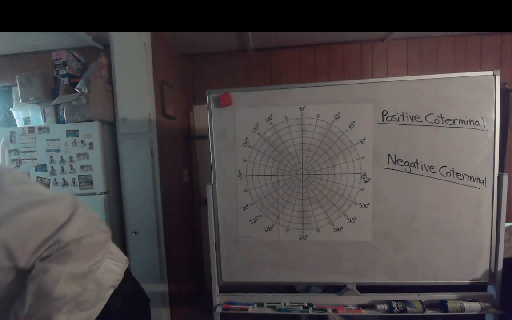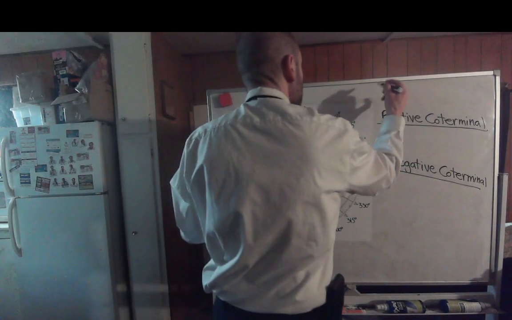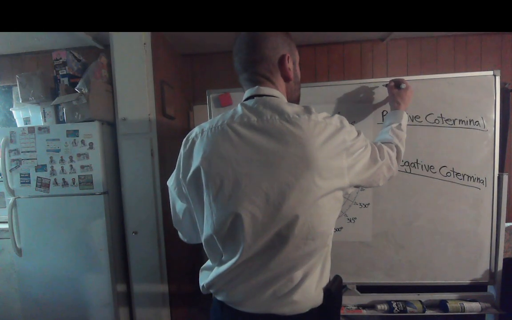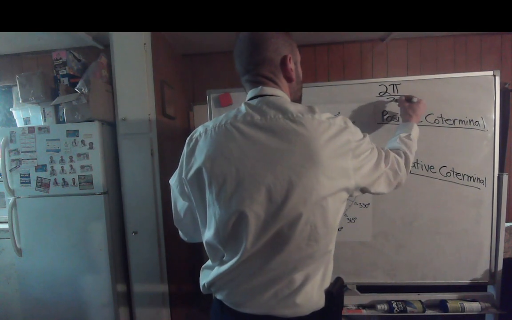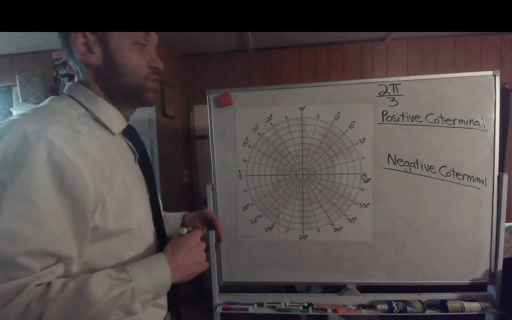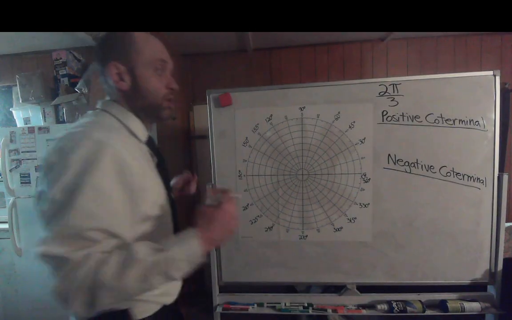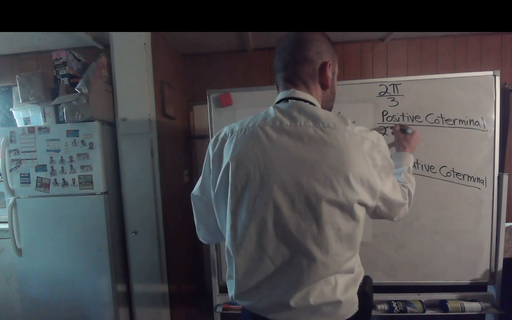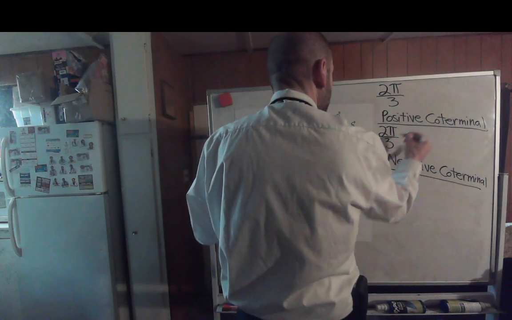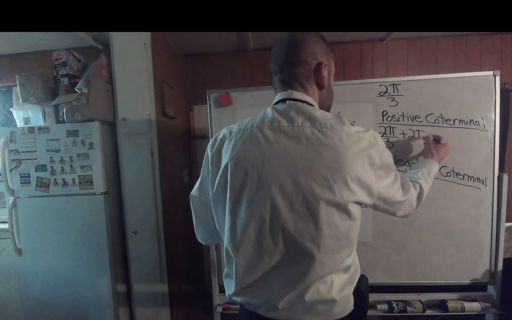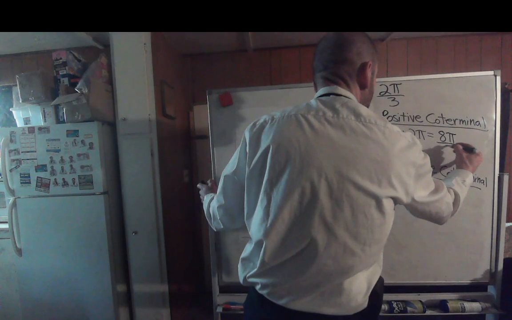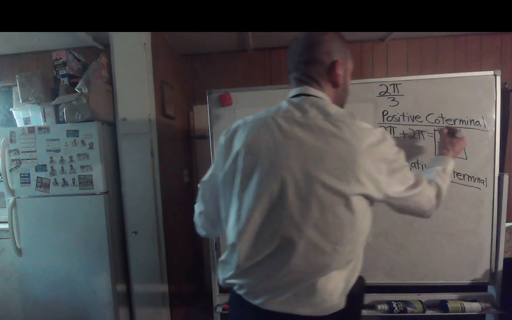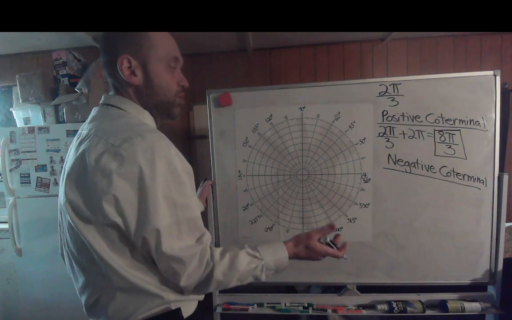Now, let's make it easy. Let's do 2 pi over 3. So I have 2 pi over 3 radians, right? I'm going to find a positive coterminal angle. Let's add 360. So if I take 2 pi over 3 and I add 2 pi to that to get a positive coterminal angle, well, 2 pi is the same as 6 pi over 3. That would give me 8 pi over 3. So 8 pi over 3 is one possible viable positive coterminal angle.